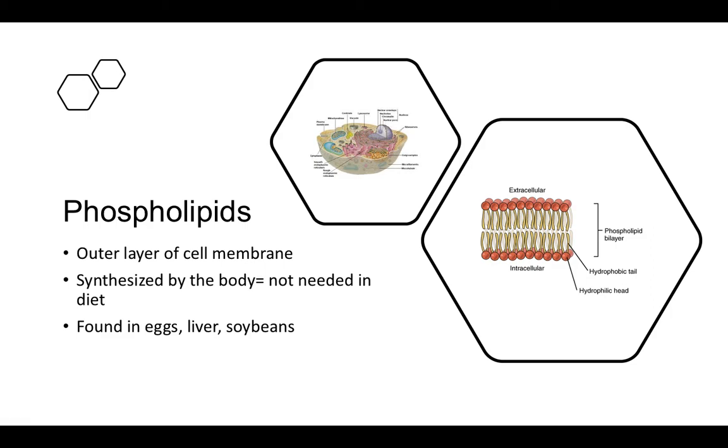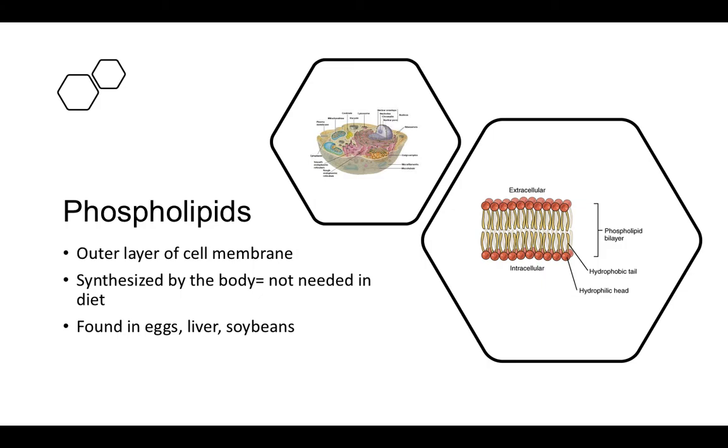Phospholipids. So phospholipids are part of that phospholipid bilayer on our cells. So this is that picture right here. And then it protects all of our cells. Basically, that fat helps keep things inside the cell that need to stay inside, and keeps things outside the cell that need to be outside.